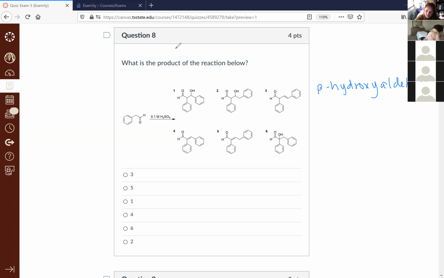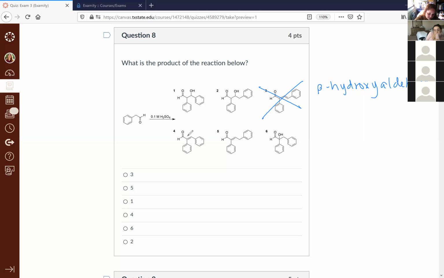So now you can go through and eliminate everything that's not a beta hydroxy aldehyde as a possible answer, and that'll limit your options severely. Both 1 and 2 are beta hydroxy aldehydes. Carbon number 3 is a beta gamma unsaturated carbonyl. It's not even an alpha beta unsaturated, so that's not even an option for condensation.